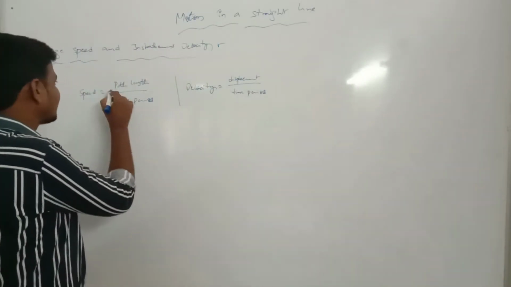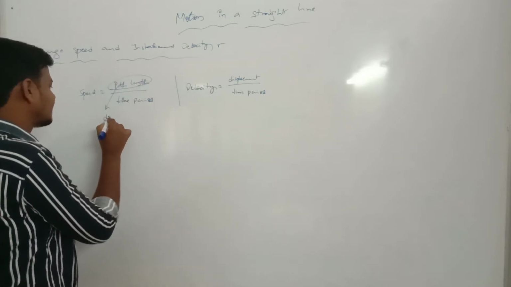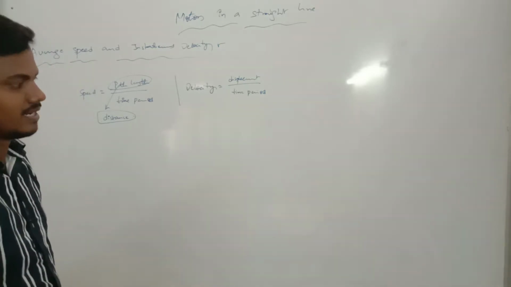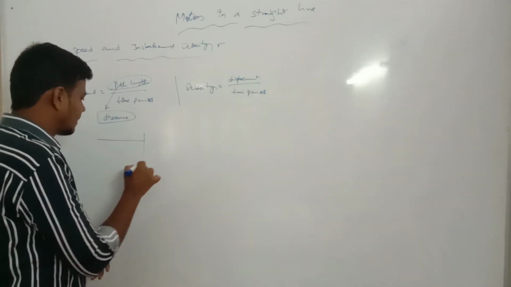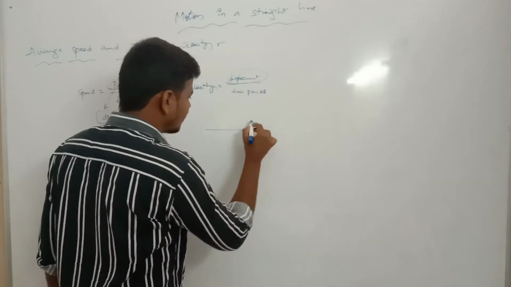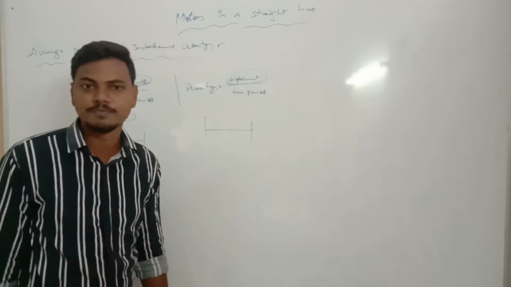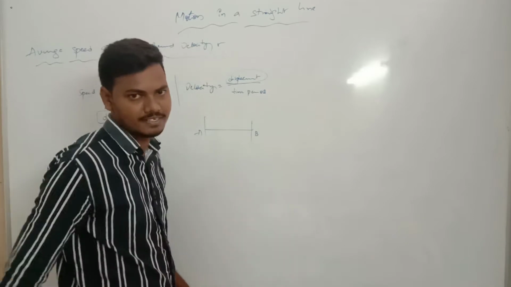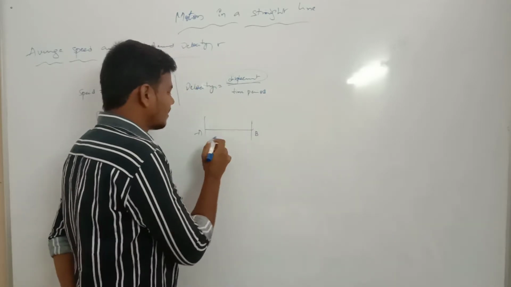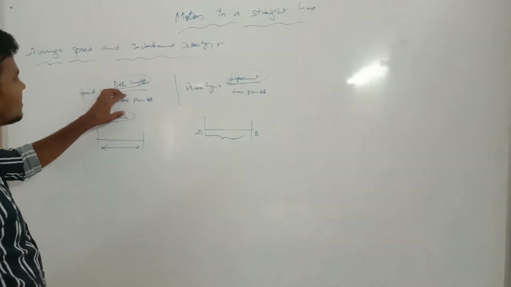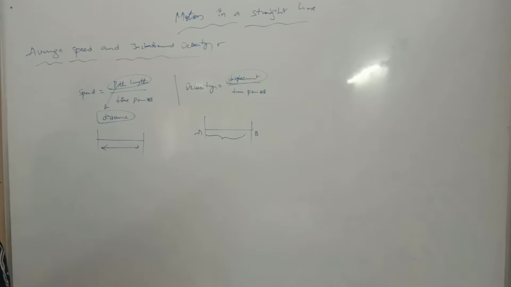Path length here means distance. Distance means, when an object is moving, the actual path of the motion. Displacement is the shortest distance between any two points, the first point A and second point B. The rate of change of displacement is known as velocity. Now we are going to average speed and instantaneous velocity.